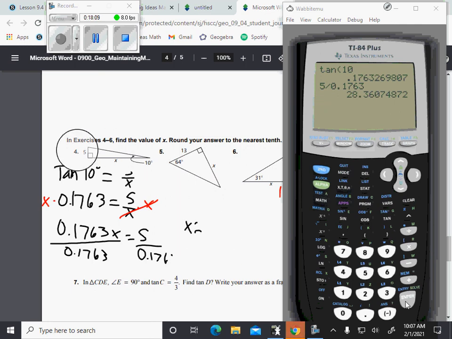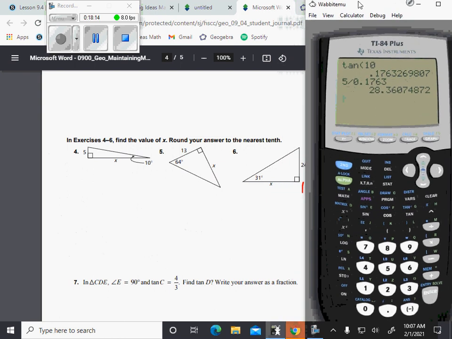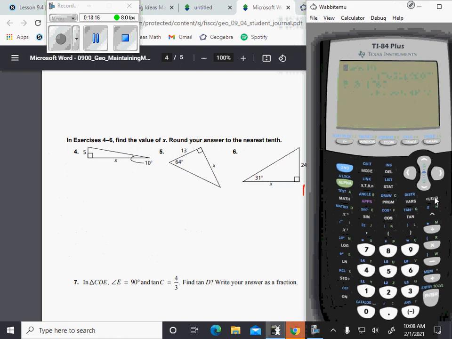Let's try it on number 5. Number 5, we have, let's see, we can do the tangent of 64 degrees. Tangent of 64 degrees is going to be equal to opposite x over adjacent. We could also set this up as a ratio, right? Tangent of 64 degrees can be set over 1, anything over 1.